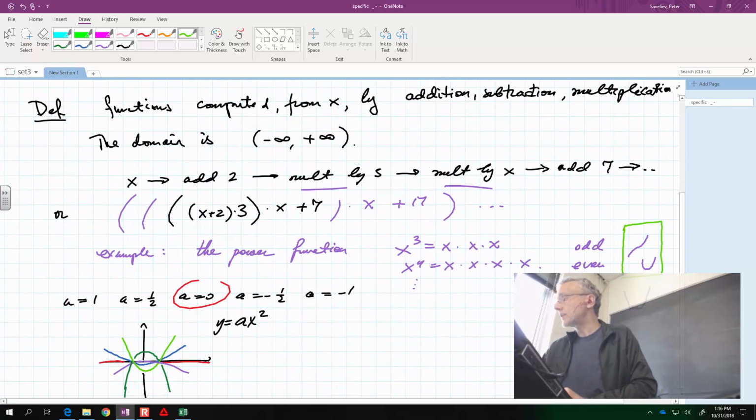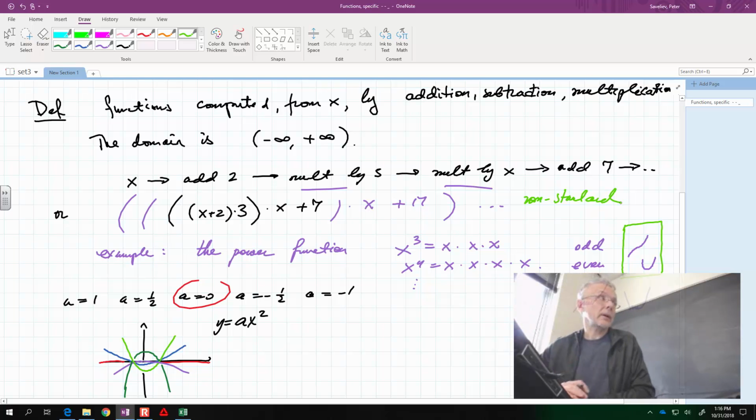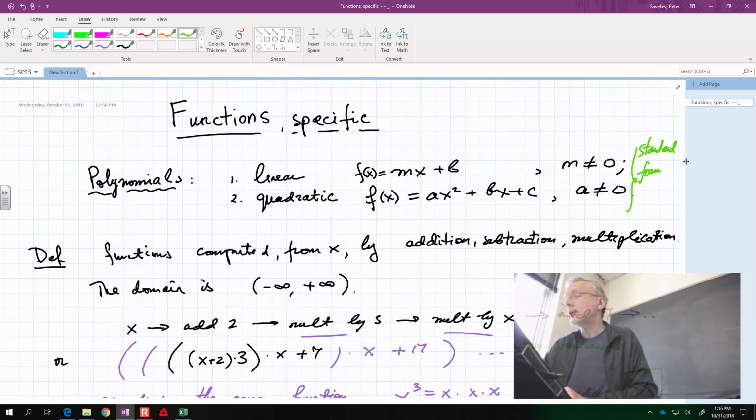Standard form, as opposed to this one. This is non-standard, if you like, because of this kind of consecutive recursive computation that you carry out. The standard form, that algebraic form, you look at it and you can tell things about the behavior of the function, just like with these polynomials.